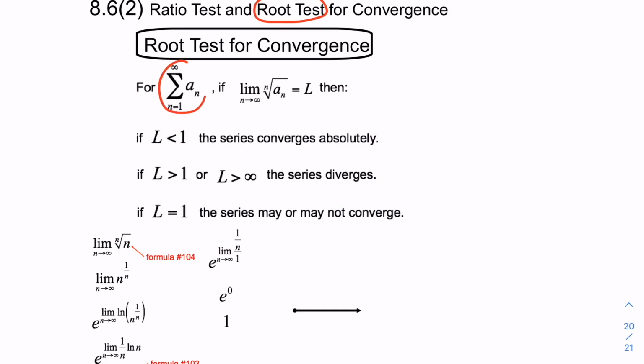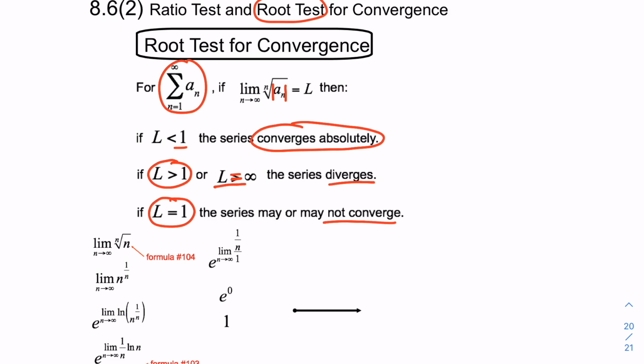Given any series, if the limit as n goes to infinity of the nth root of the absolute value of a of n is a number, if the number is less than 1, the series converges absolutely. If the number is greater than 1 or infinity, the series diverges. If the number equals 1, inconclusive.